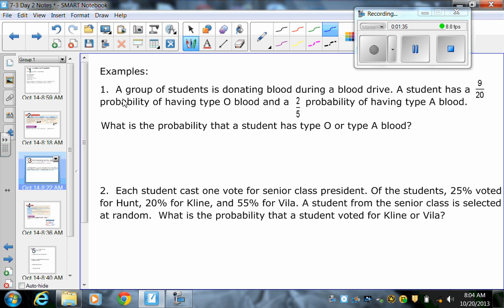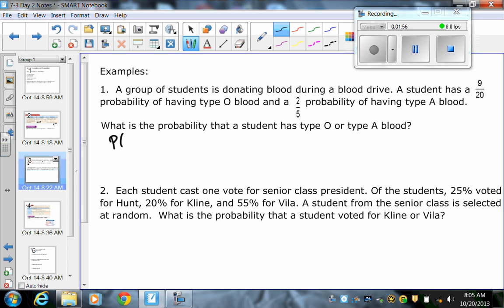Example 1 is the same thing as example 1 from yesterday where we drew the Venn diagram, but we're actually going to calculate the probability now. So we have a group of students donating blood during a blood drive. A student has a 9 out of 20 probability of having type O blood and a 2 out of 5 probability of having type A blood. What is the probability that the student has type O or type A blood?